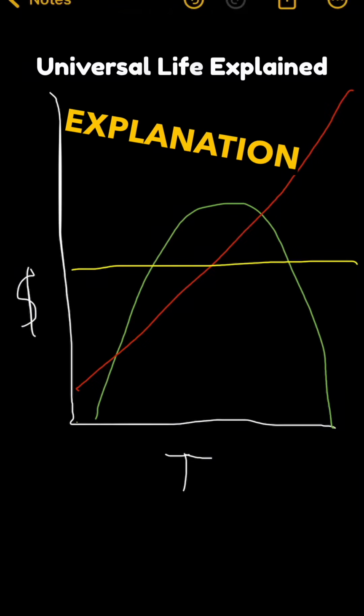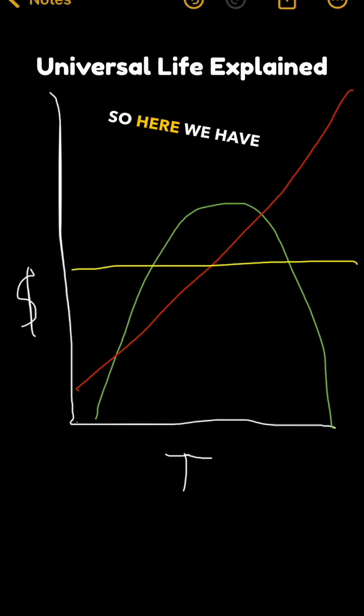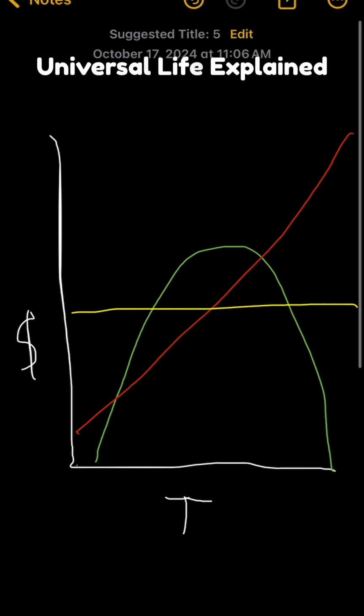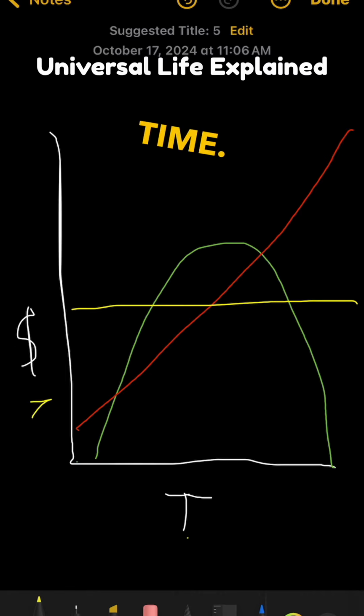This is a basic explanation of how universal life insurance works. Here we have a chart that shows money on the left side, and shows money over time. We have different values of a universal life policy and how they change over time.